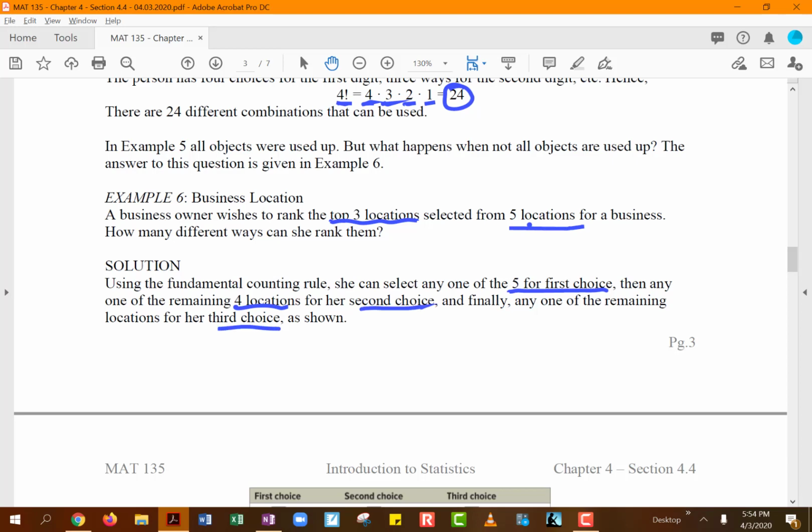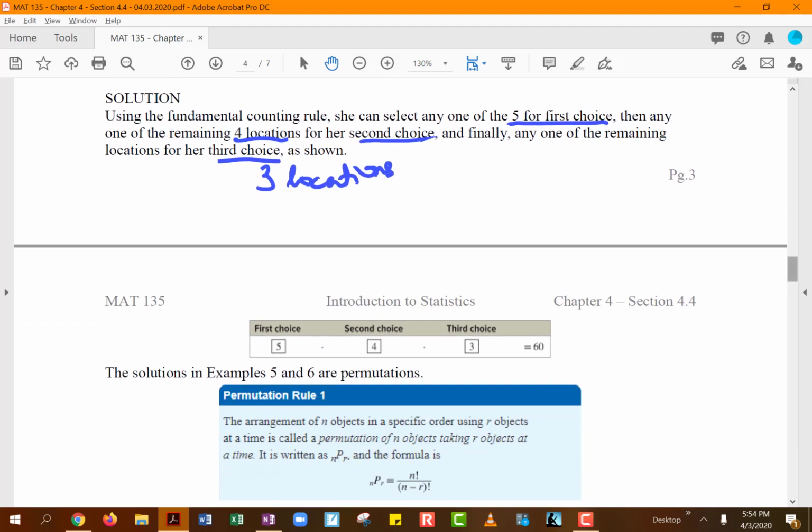I guess they didn't write it down, but for the third choice, she will now only have 3 locations to choose from, right? So that means she would be multiplying 5 times 4 times 3, which of course comes out to be 60 different possibilities. So there's 60 different ways she could choose the top 3 positions for her business, right?